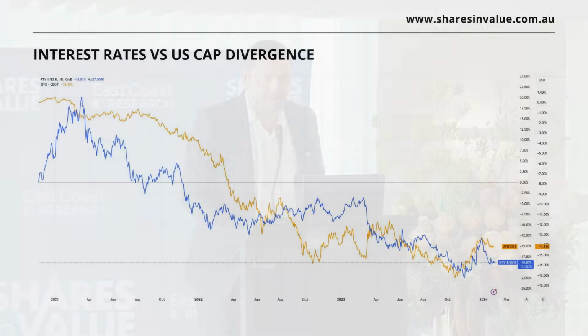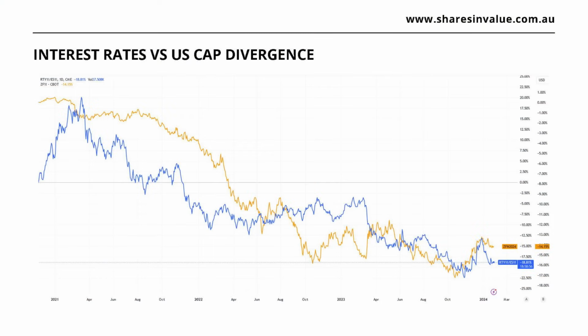Okay, this is a little bit tricky, so please bear with me. The yellow line there is the US 5 years. So that's the 5-year government bond. Now, the blue line is the Russell 2000 divided by the S&P 500. So that's the ratio of the small caps over the big caps. That's one way of looking at it.